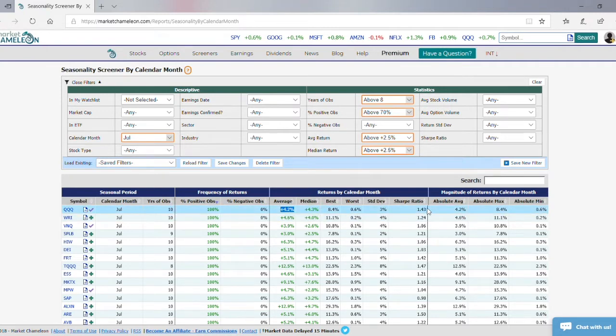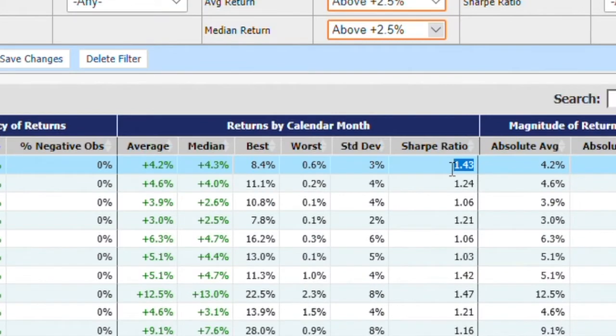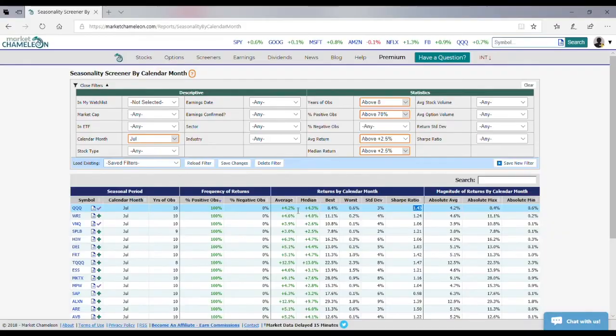Then we have the Sharpe ratio over here, 1.43, which is taking this average return and dividing it by the standard deviation of those returns. So the higher this number, the better, right? Because we get a higher average return for the risk or the variability of those returns.